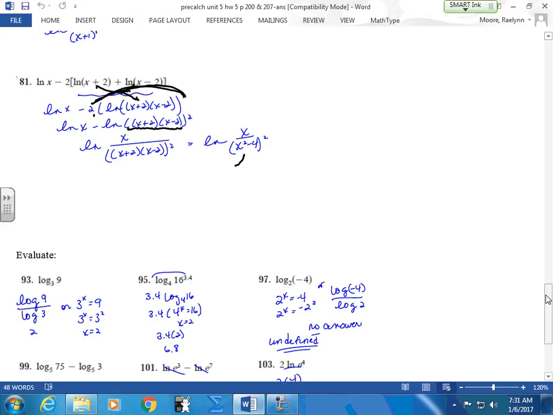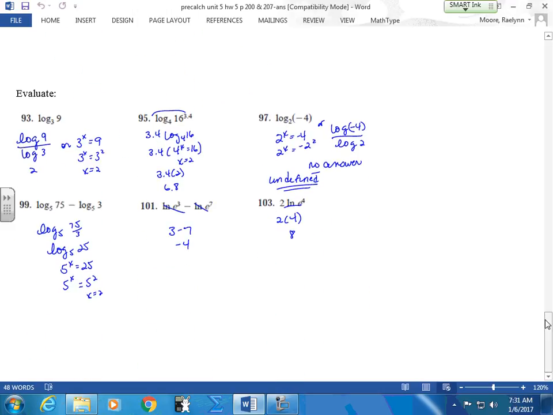Okay? And how about the last part? Just to kind of give you a little bit more, get used to your ln again. Technically you should actually bring this power down first. And then it's going to reduce, so I just kind of skipped a little space.